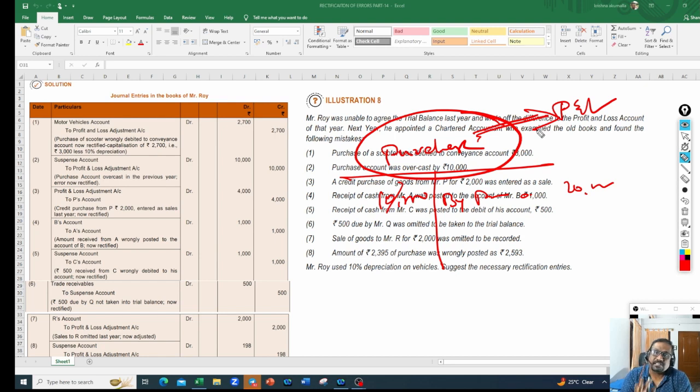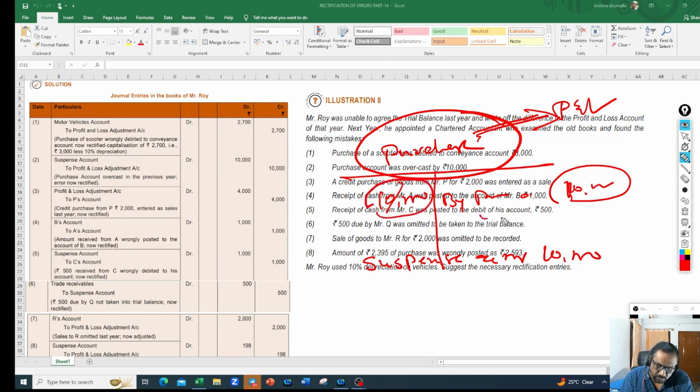You have to adjust this in profit and loss adjustment. How do I adjust it? I already told you your suspense account was credited to the extent of this 10,000. So you need to debit that. Suspense account, debit 10,000. Because suspense account is having credit balance. I told you, right? Here 10,000 is overcasted. That means shortage in credit side. This shortage would have been transferred to suspense account. That means suspense account has a credit balance. That suspense account you need to debit for 10,000.